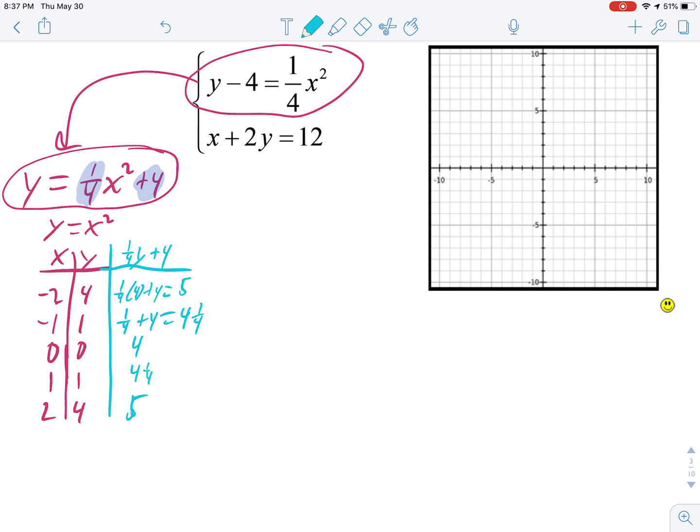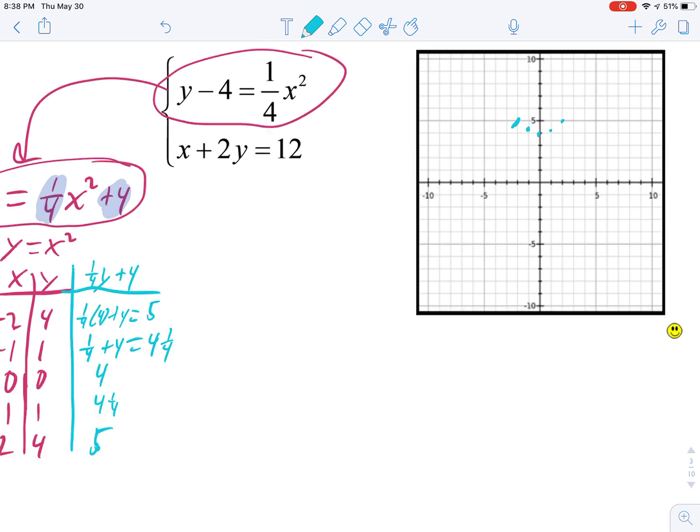And so I'm going to go ahead and plot those. I've got -2, 5, which is right there, -1 and 4 1/4, which is right there, 0 and 4, 1, 4 1/4, and 2, 5. Now I can't really get a great picture there because it's a vertical compression. I think I said stretch earlier. I can't remember. Shrink. Anyway, it's a compression.